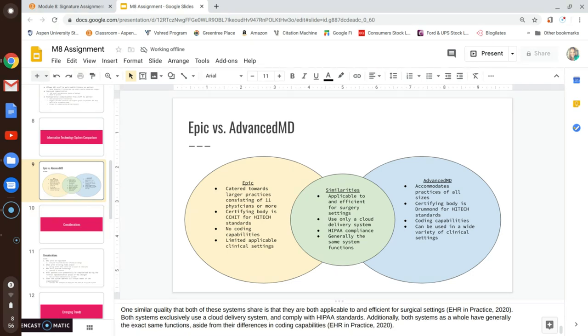One similar quality that both of these systems share is that they both are applicable to and efficient for surgical settings. Both systems exclusively use a cloud delivery system and comply with HIPAA standards. Additionally, both systems as a whole have generally the exact same functions aside from their differences in coding capabilities.